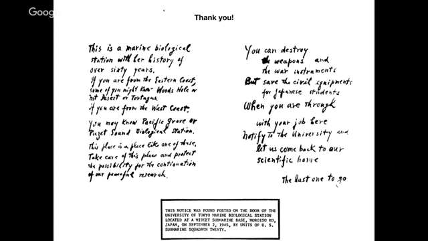It reads, "This is a marine biological station with a history of over 60 years." If you're from the Eastern Coast, some of you might know Woods Hole or Mount Desert Island. If you're from the West Coast, you might know Pacific Grove or Puget Sound Biological Station. This is a place like one of those. "Take care of this place and protect the possibility for the continuation of our peaceful research. You can destroy weapons and war instruments, but please save civil equipments for Japanese students when you're through. With your job here, notify the university and let us come back to our scientific home." And it was signed, the last one to go.